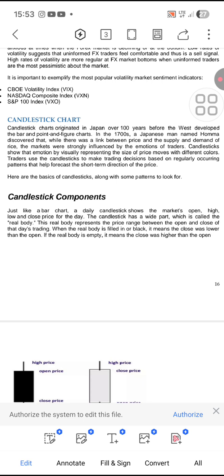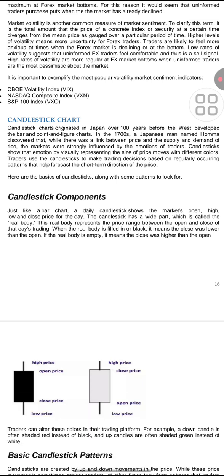So what I'm trying to explain to you is, let me read it and explain it again. The Japanese man, Homma, discovered that there was a link between price and supply and demand of rice. The markets were strongly influenced by emotions of traders. So candlestick shows the emotions by visually representing the size of price movement with different colors. Traders use candlesticks to make trading decisions based on regularly occurring patterns that help forecast short-term market direction. So here are the basics of candlestick.